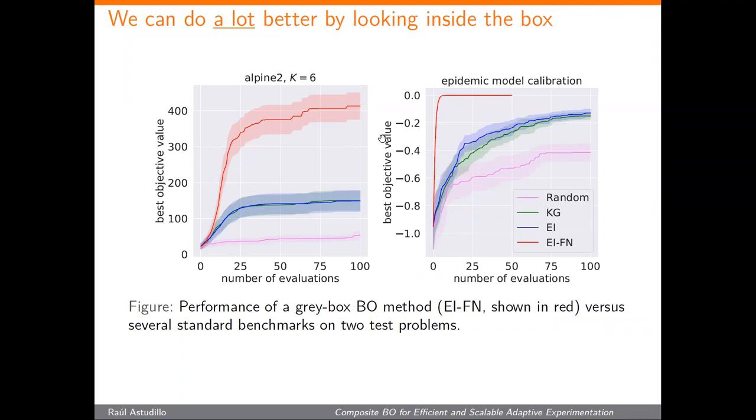And here I'm showing a gray box method in red. And what I want to highlight is the dramatic performance improvement that we can get by leveraging this additional information with respect to standard Bayesian optimization benchmarks.